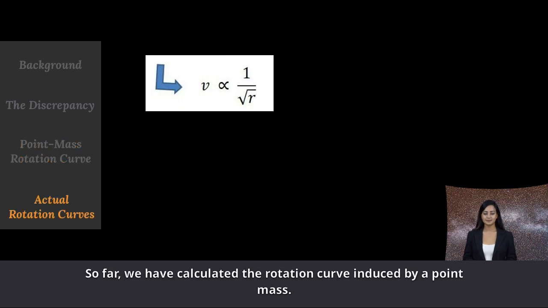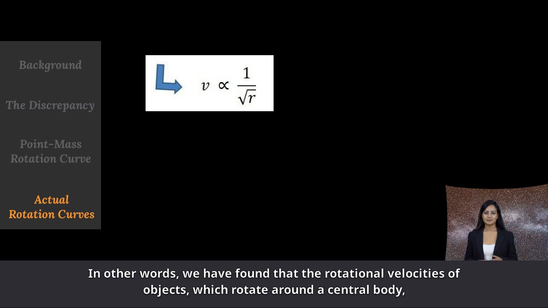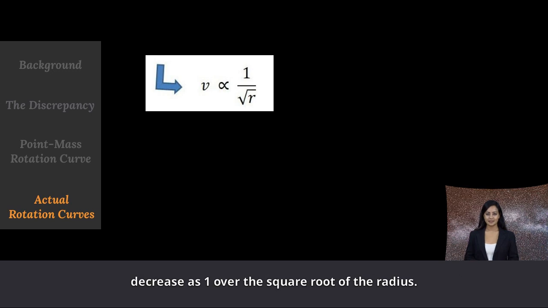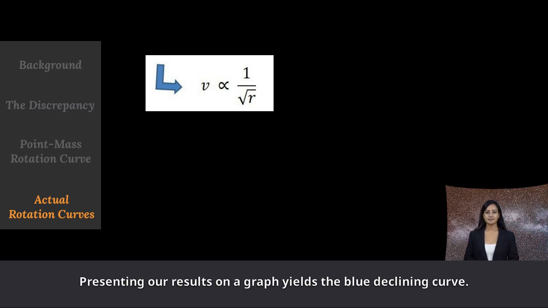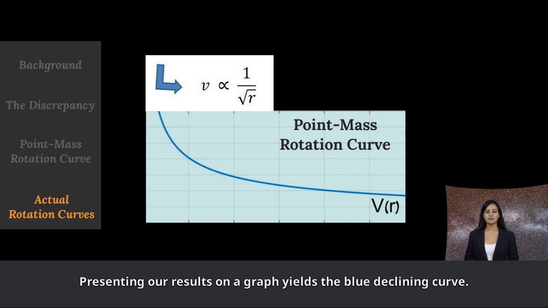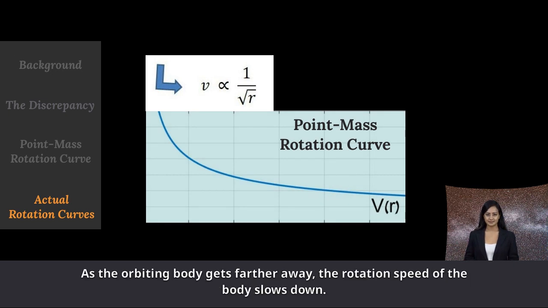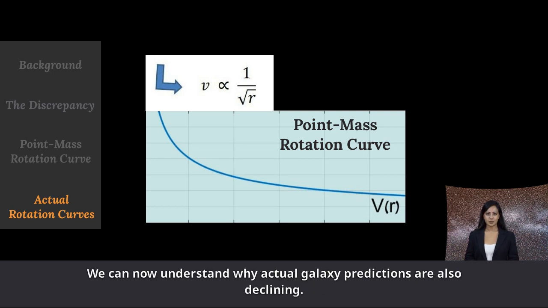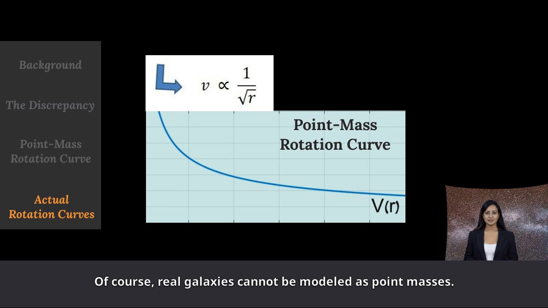Let's recap. So far, we have calculated the rotation curve induced by a point mass. In other words, we have found that the rotational velocities of objects, which rotate around a central body, decrease as 1 over the square root of the radius. Presenting our results on a graph yields the blue declining curve. As the orbiting body gets farther away, the rotation speed of the body slows down. We can now understand why actual galaxy predictions are also declining.